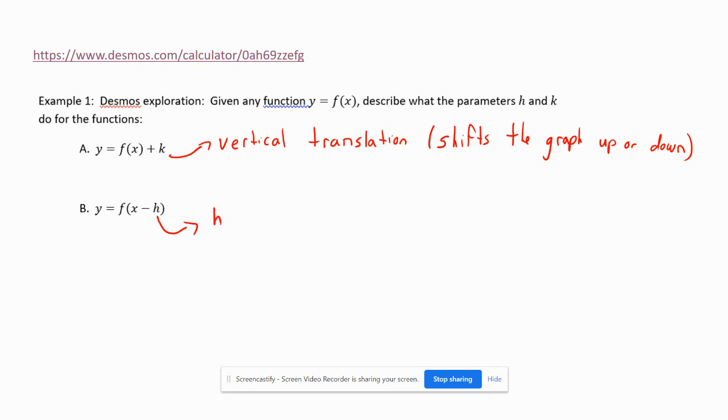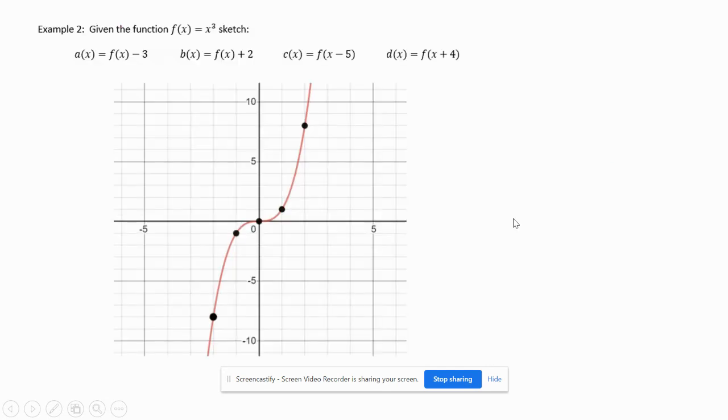This h is a horizontal translation. All right. So the k value is going to be a vertical translation. The h value is going to be a horizontal translation.